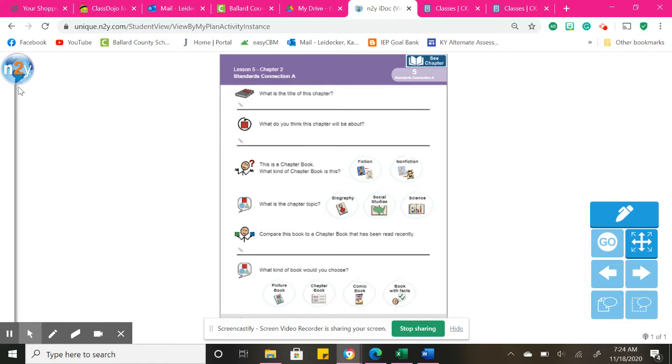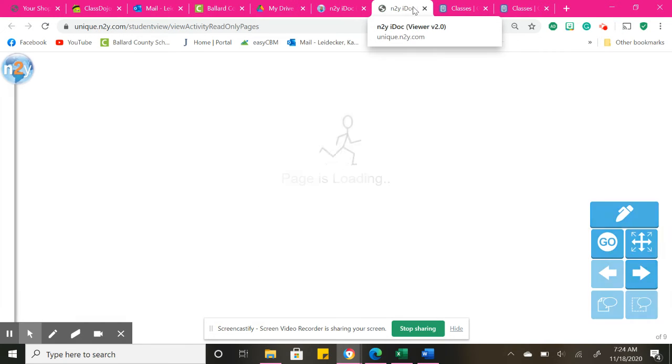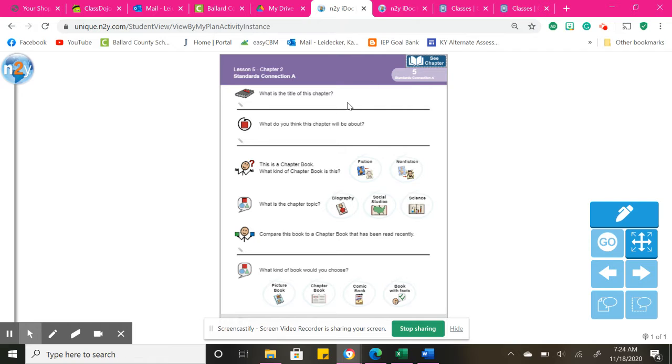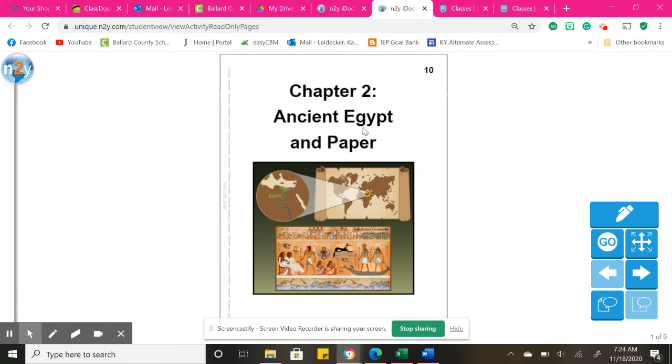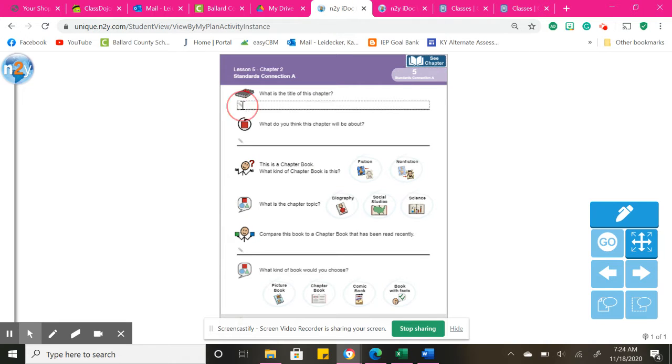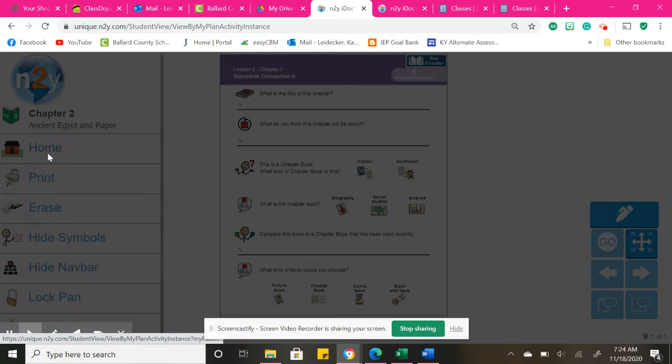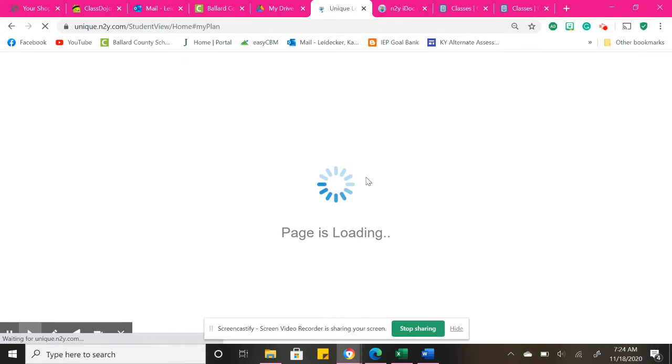Instead of clicking back to home and going back, just click this right here at the very top. You see where it says see chapter. Click on see chapter. It will open you up a new tab, and that way you can just click back and forth between the tabs. So like, what is the title of the chapter? Ancient Egypt and Paper. So that's what you will type there. And all you would have to do then is click back and forth instead of going all the way back to home. So remember that. That will help you get it done easier.